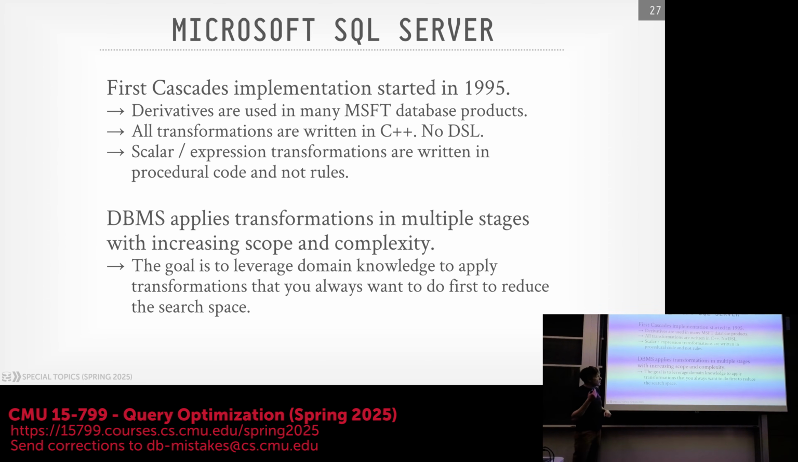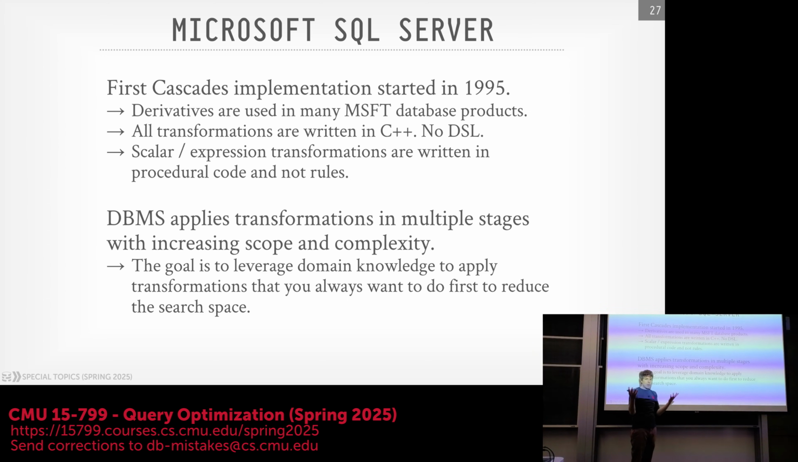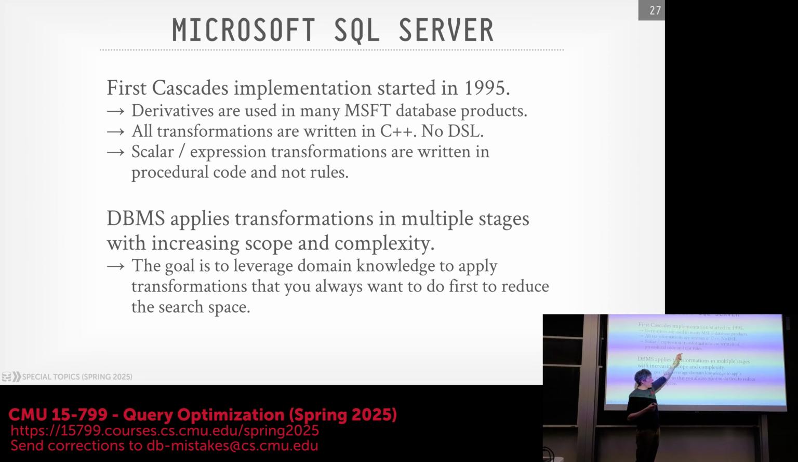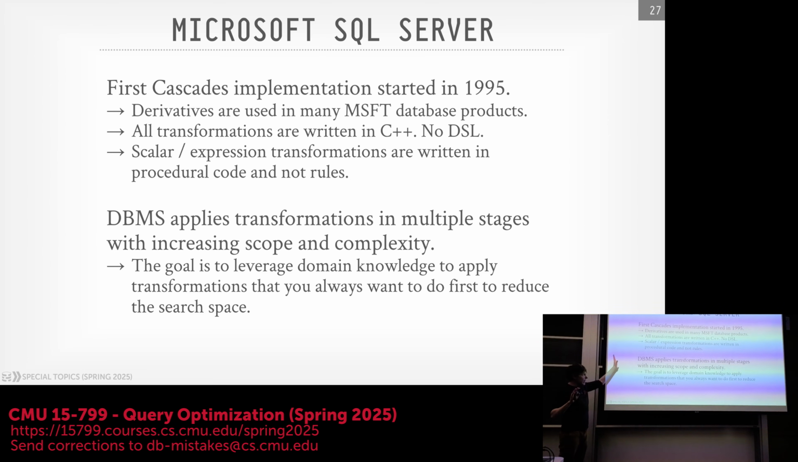Everything's in C++. There's no DSL. Yeah, the book didn't really talk about that. But in the original Cascades paper, they talk about instead of writing C or C++ code for your rules, you would write them in a high-level language, the DSL, which then would get compiled down into C or C++. Cockroach does this somewhat, but Microsoft does not. Everything is procedural code, right?